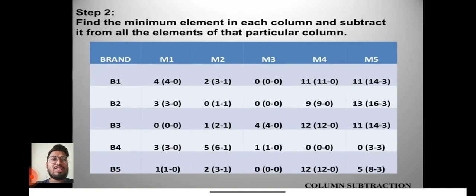Step 2. Find the minimum element in each column and subtract it from all the elements of that particular column. So here now the column minimum number is subtracted.